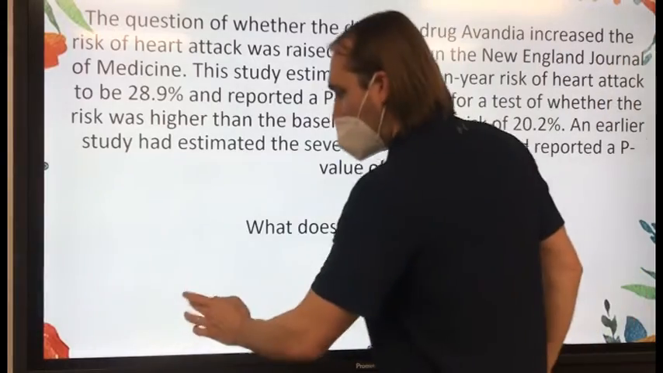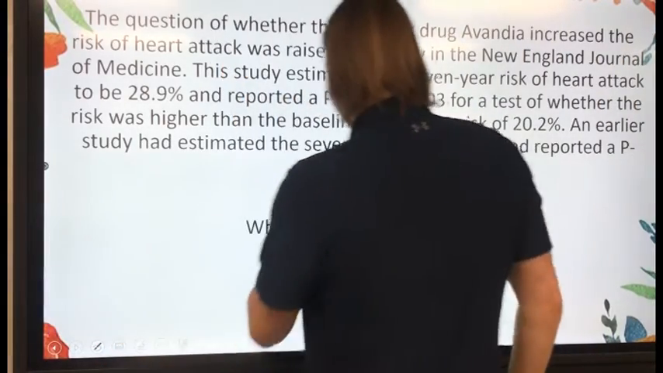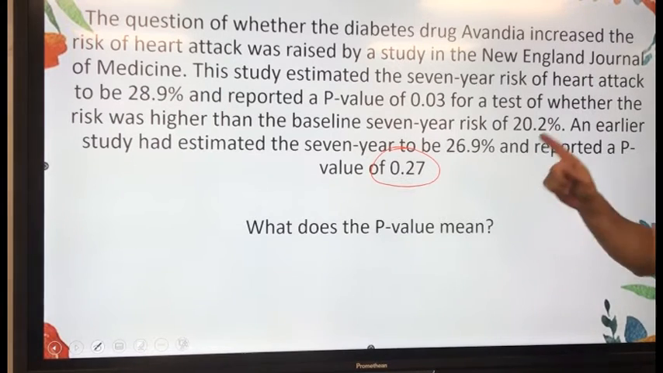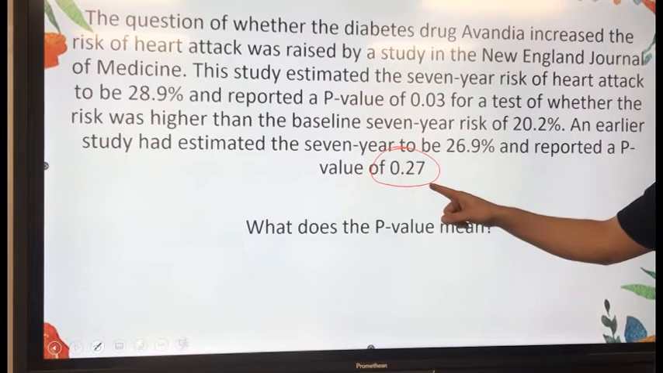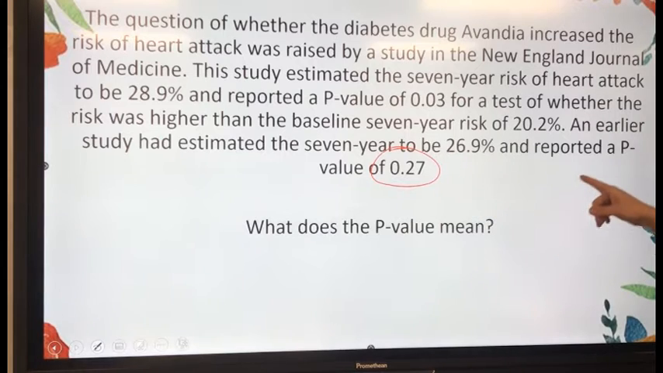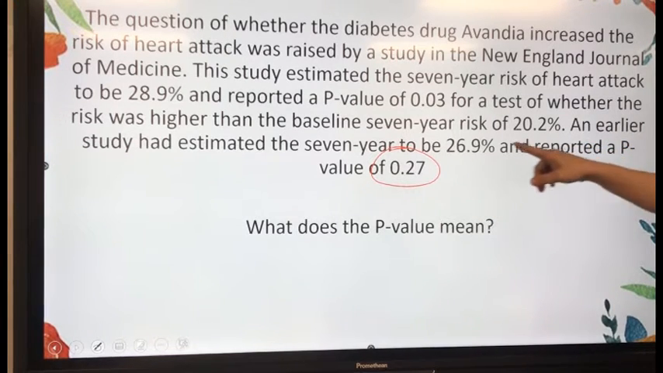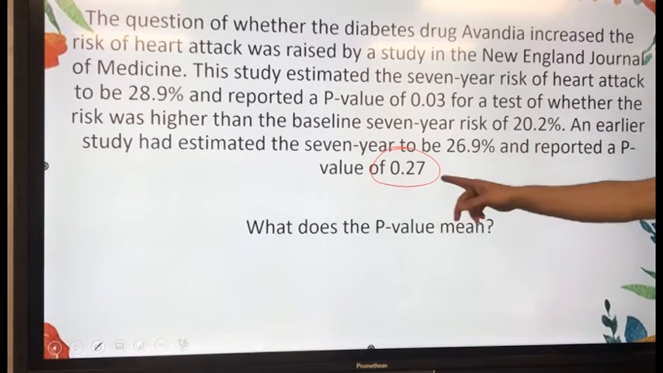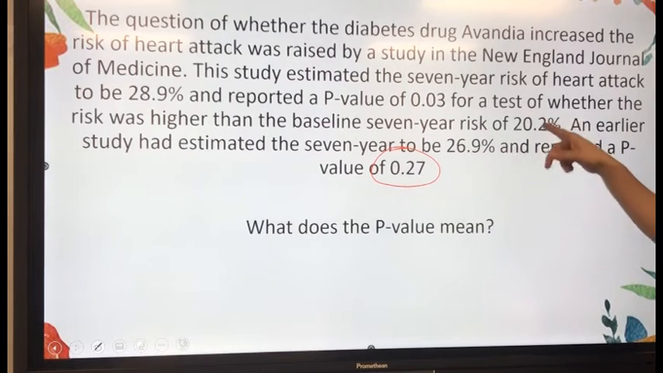So let's focus on the 0.27. What does that mean? As a reminder, think of that as a percentage. What percentage of the time will our, let's say, 26.9% be higher than the baseline? Well, it says here about 27% of the time, my value would be higher than my baseline, which is a pretty big value, right?